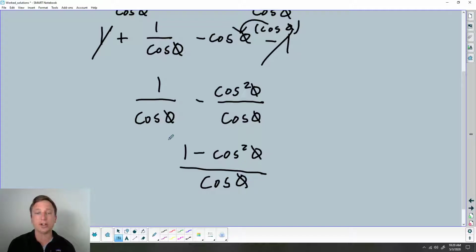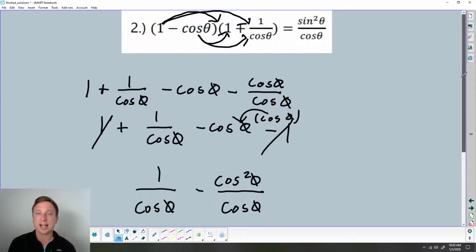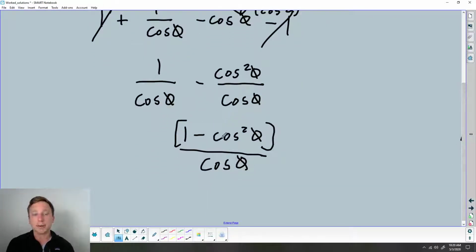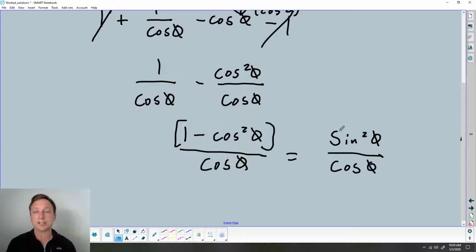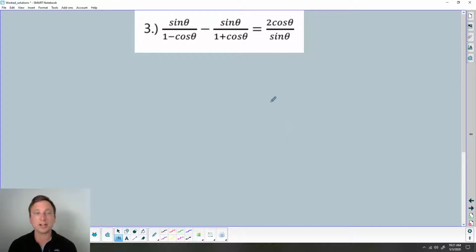And if you recall, this numerator, what we're expecting it to become is sine squared theta. Well, this is the Pythagorean identity just rearranged to equal sine squared theta. So this 1 minus cosine squared theta is equivalent to sine squared theta. And there we have what we set out to show, that this initial expression is actually the same thing as sine squared theta over cosine theta. So we have that one worked through. On to the last one.